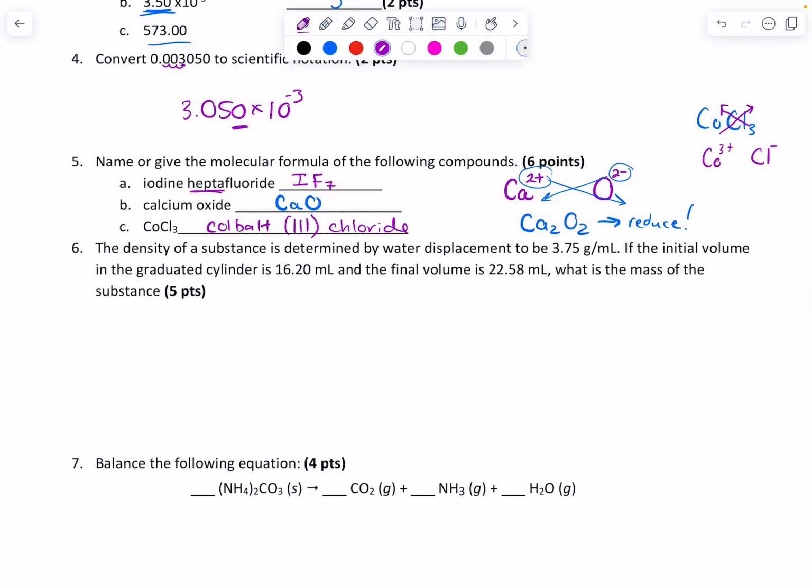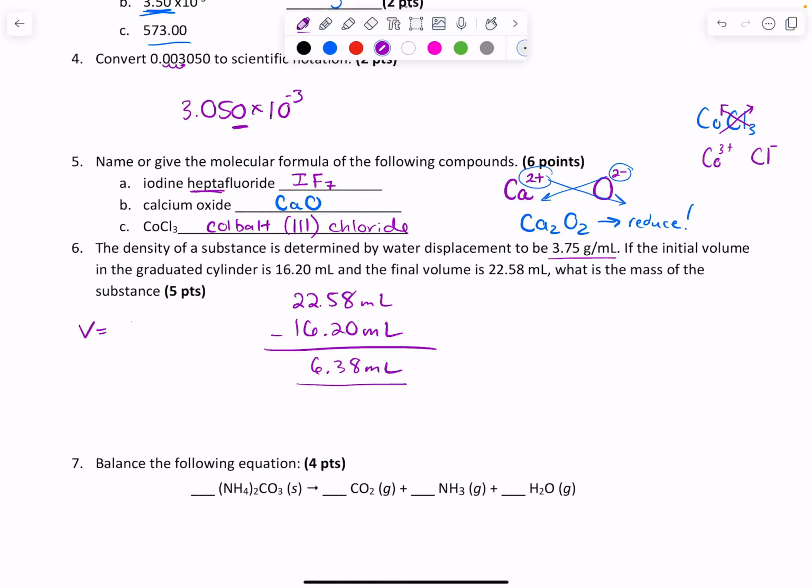The density of a subject is determined by water displacement. So if we have a final volume of 22.58 milliliters and an initial volume of 16.20 milliliters, and we subtract them, that will give us 6.38 milliliters, the amount of volume that was displaced by the object. If I know its density and I know its volume, I can write that over here. Volume is 6.38 milliliters. Density is 3.75 grams per milliliter.